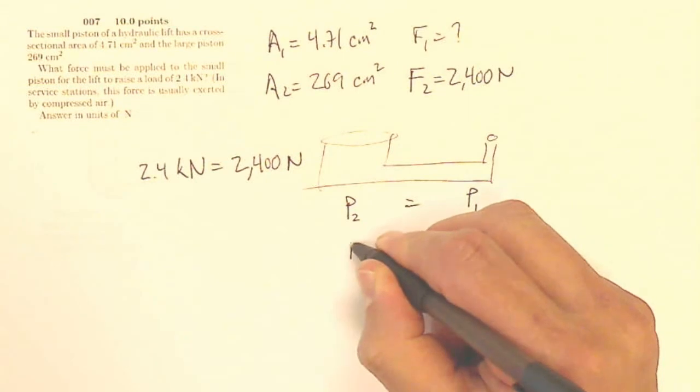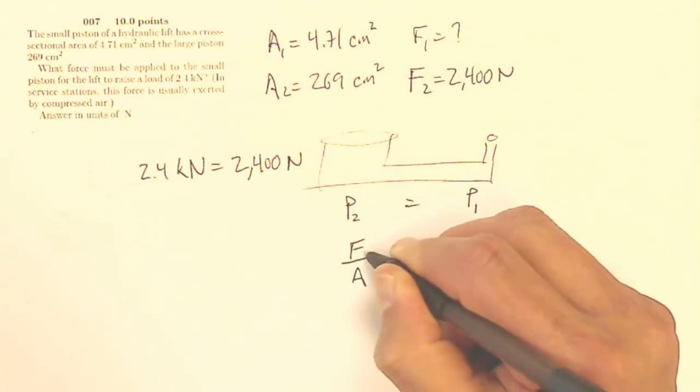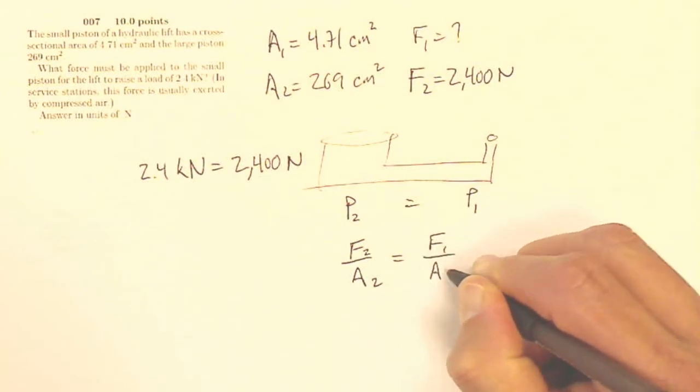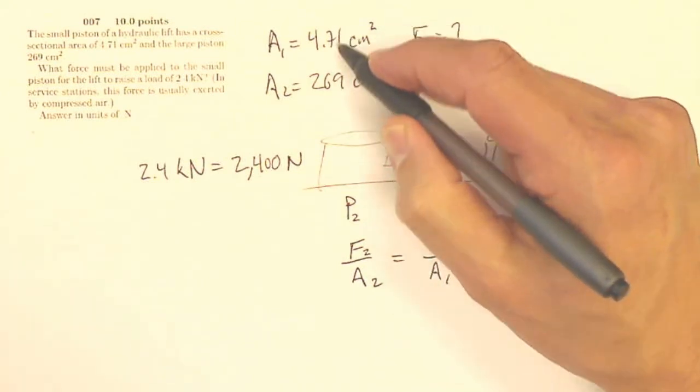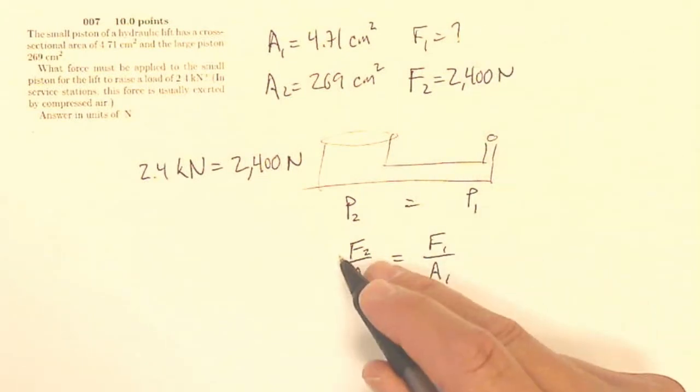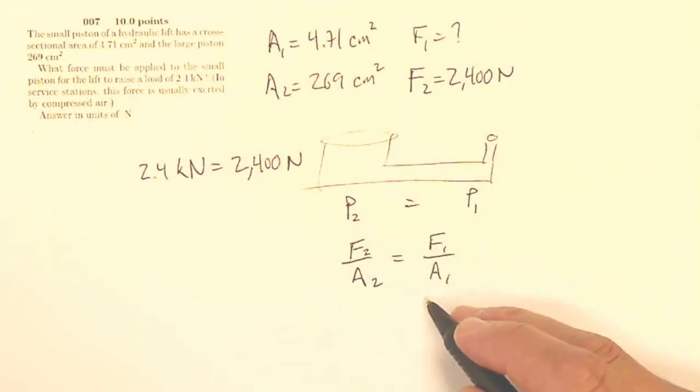So pressure is force divided by area. So force 2 over area 2 equals force 1 over area 1. And I know area 1 and area 2 and force 2, and I don't know force 1. So I can multiply by area 1 and solve over here.